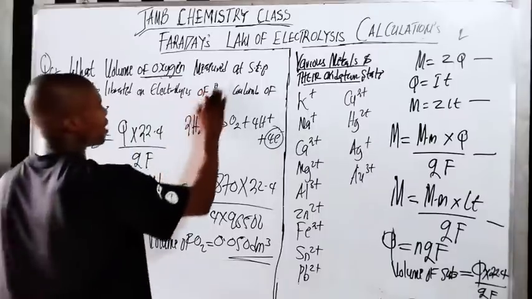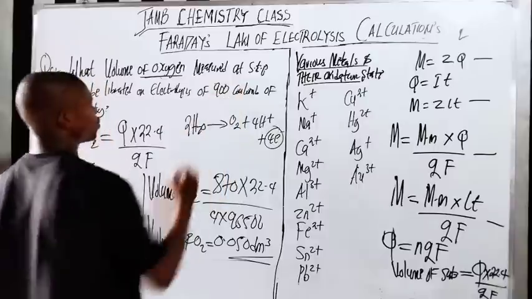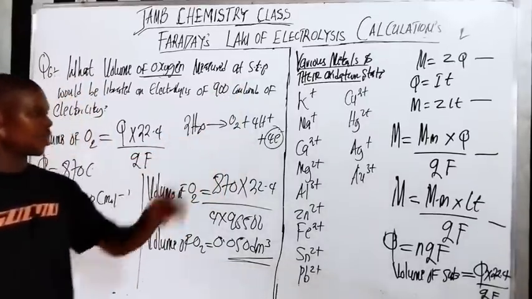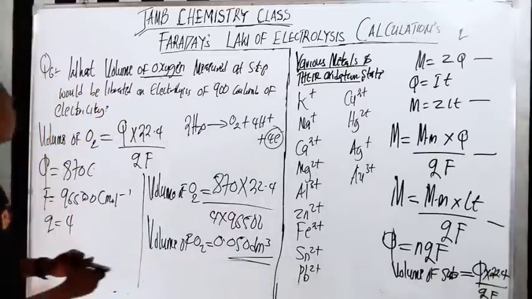So let's say here we have 900. So go ahead and try some for me. So this is the equation you get. So go ahead and try this one for me.